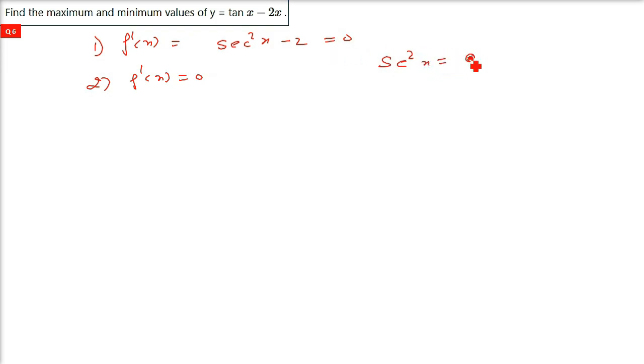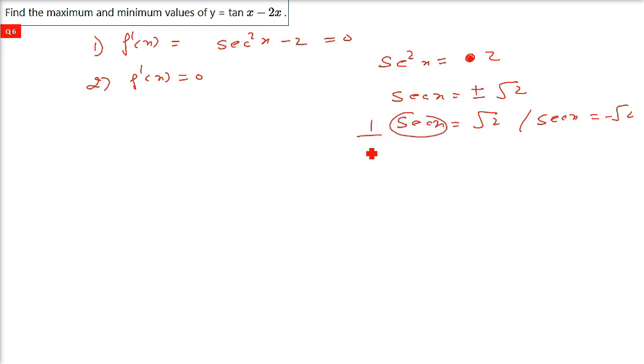So sec x will be equal to plus minus root 2, that we are going to get. So sec x, or if you are well versed with cos x, you can write it as 1 by cos x also. So sec x will be plus root 2 one time, and sec x will be negative root 2 one time. These 2 points are the critical points. These critical points have to be checked for what? f double dash x.